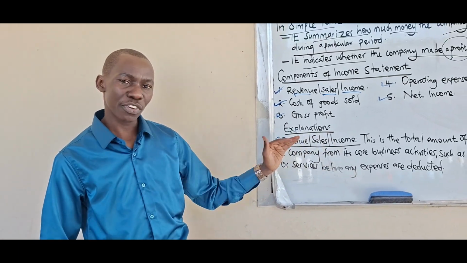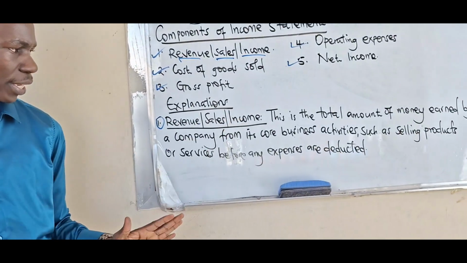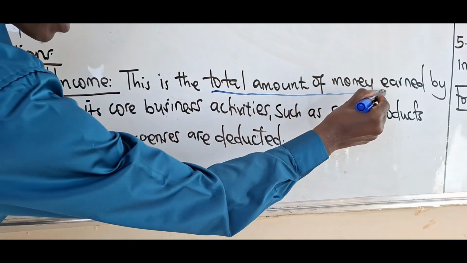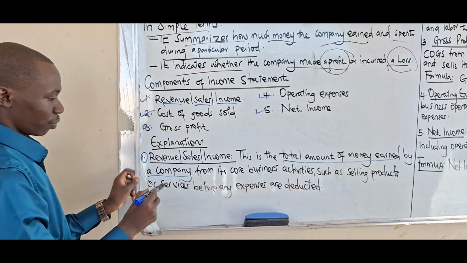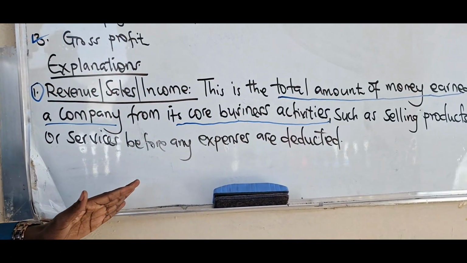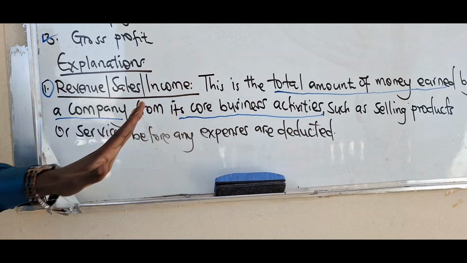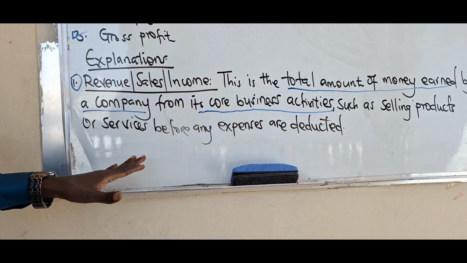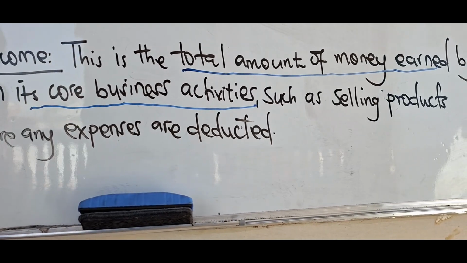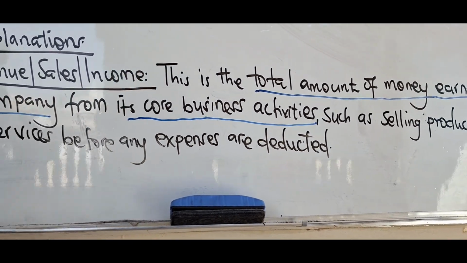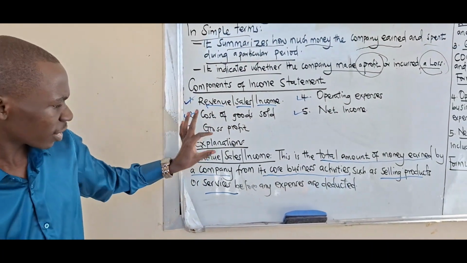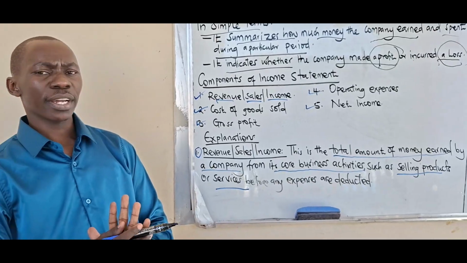That is our revenue, sales or income. And we are saying this revenue is very simple. This is the total amount of money earned by a company from the core business activities. We are looking at core business activities. Take an example. If you are in an education institution, for example, a university, the core business is providing education service. If you are selling goods, the core business will be selling particular products or providing services. However, this revenue is before incurring any expense.